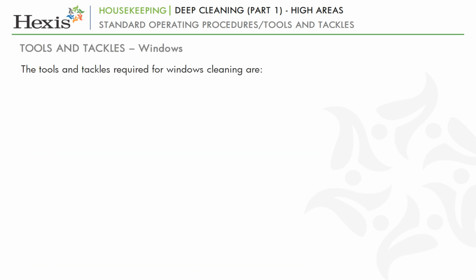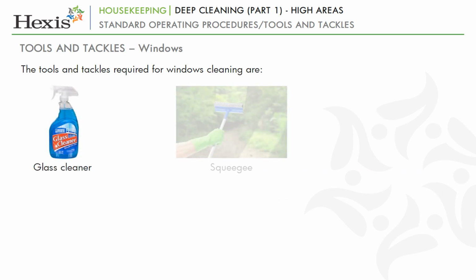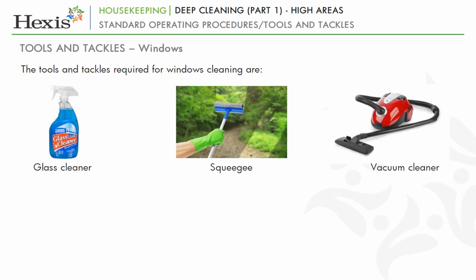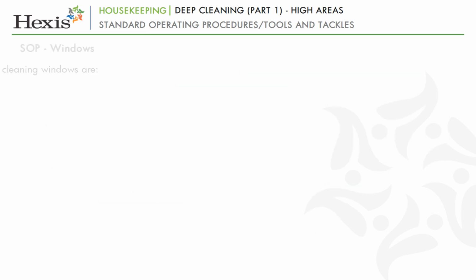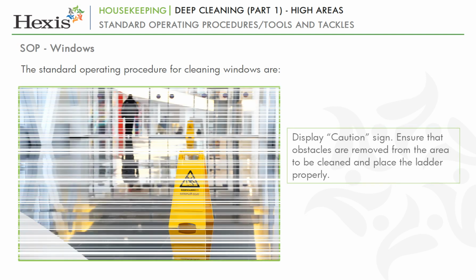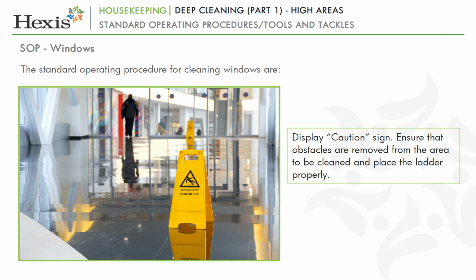The tools and tackles required for window cleaning are: glass cleaner, squeegee, vacuum cleaner with high suction fitting, wet cloth, caution sign. The standard operating procedure for cleaning windows is: display caution sign, ensure that obstacles are removed from the area to be cleaned and place the ladder properly.